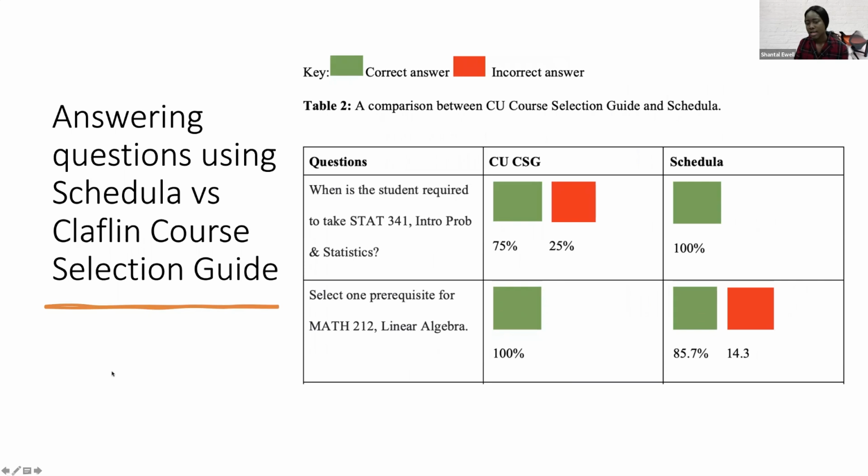So here I had a lot of questions, where students used the scheduler versus a Claflin University course selection guide. This is just a snippet of some of the questions, and you can see that in this first question, students got 75% of the questions right, 70% of the questions right, and then using the scheduler, 100% got it right. And in the second question, 100% of students using the Claflin guide got it right compared to 85.7% using the scheduler. So it varies, depending on the question and what you're being asked.